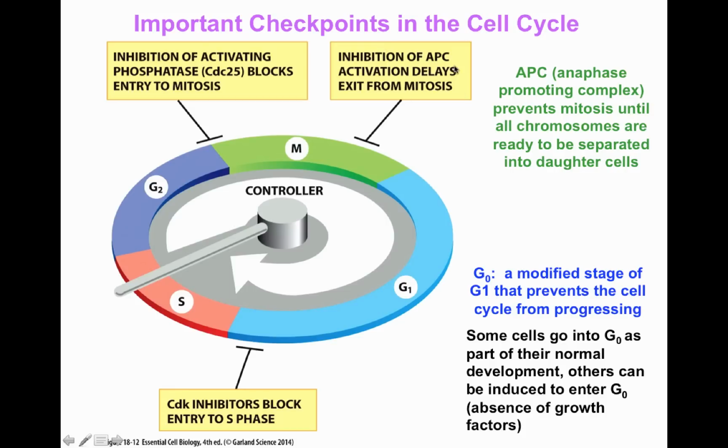Now, the APC molecule that I mentioned here is the anaphase promoting complex, and that is going to prevent mitosis from occurring until all the chromosomes are ready to be separated into each of the daughter cells. So different proteins are going to be related to different checkpoints to make sure that the cell either fixes its problems before it goes into the next cell cycle stage, or finds an alternative route like the G0 route until the conditions are better.